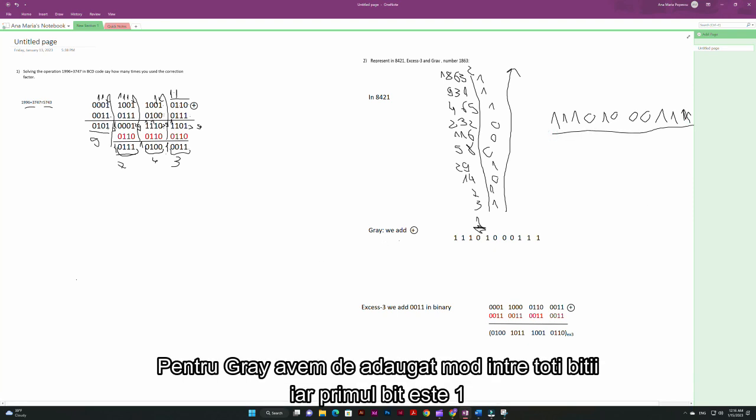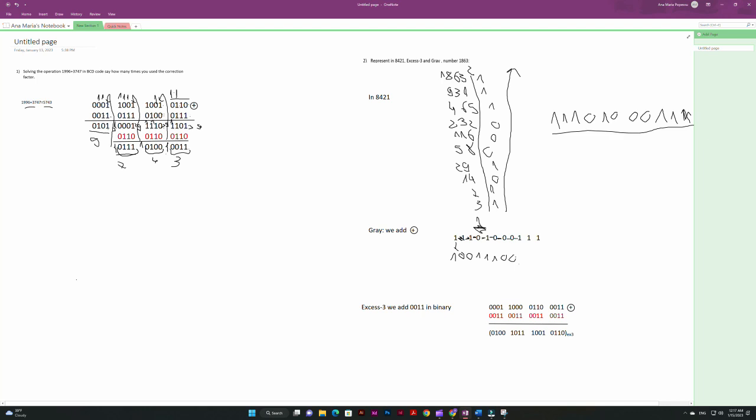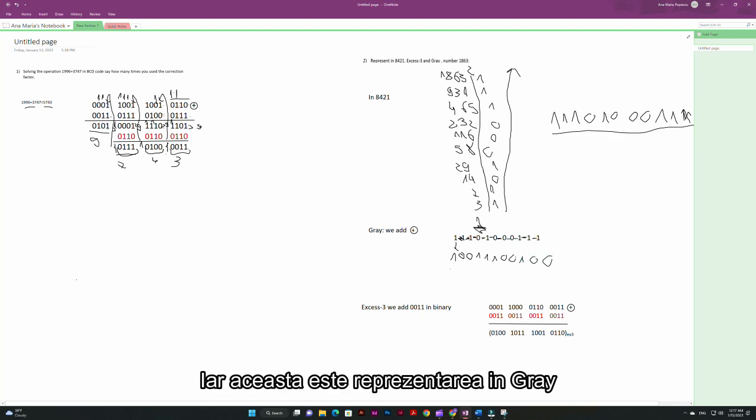For Gray, we have to add modulo 2 between the bits, and the first bit is 1. Then 1 mod 1 is 0, 1 mod 1 is 0, 1 mod 0 is 1, 0 mod 1 is 1, 1 mod 0 is 1, 0 mod 0 is 0, 0 mod 0 is 0, 0 mod 1 is 1, 1 mod 1 is 0, 1 mod 1 is 0. And this is the number transformed in Gray.